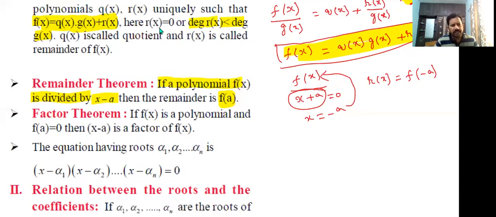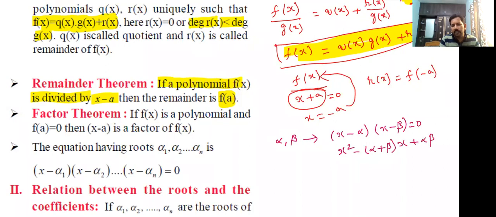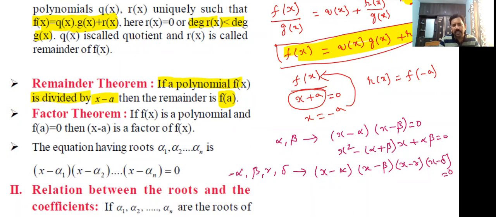Suppose roots are given, then how to find a polynomial equation? Already we discussed in the previous chapter, alpha, beta are the roots means how we form the quadratic equation. X minus alpha into x minus beta is equal to 0. After multiplication, you will get x square minus sum of the roots into x plus product of the roots is equal to 0. If alpha, beta, gamma, delta are roots of the equation, how to form the polynomial? X minus alpha into x minus beta into x minus gamma into x minus delta is equal to 0. If in case minus alpha is there, here will come plus. Understood?